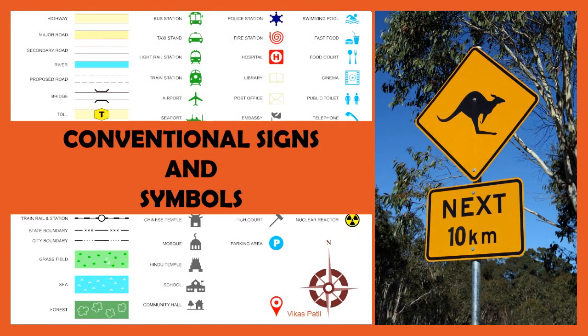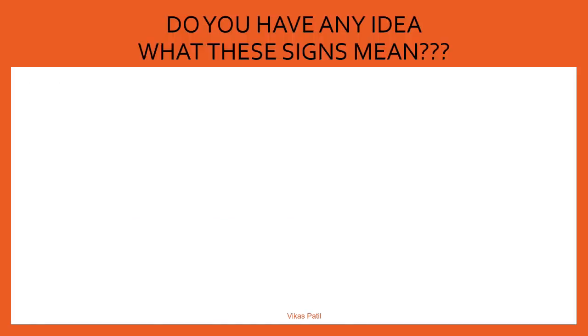Today we are going to decode the code of colors and symbols used on the topographical map. So the topic for today's video is conventional signs and symbols. Let's begin. It is very difficult to understand the meaning or the relevance of a symbol used on a map unless it is told to us.